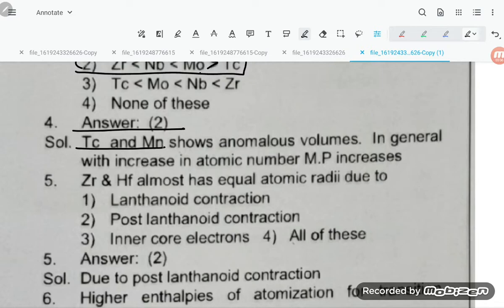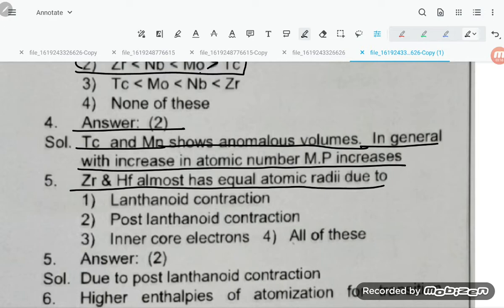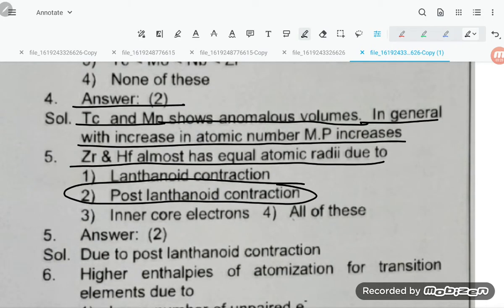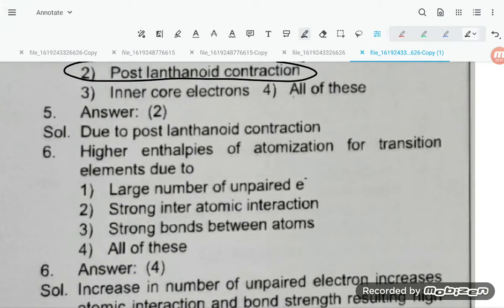Technetium and manganese show anomalous values. In general, with increase in atomic number, melting point increases. Zirconium and hafnium have almost equal atomic radii due to what, students? Due to the lanthanide contraction. Because of the lanthanide contraction, they have almost equal atomic radii.